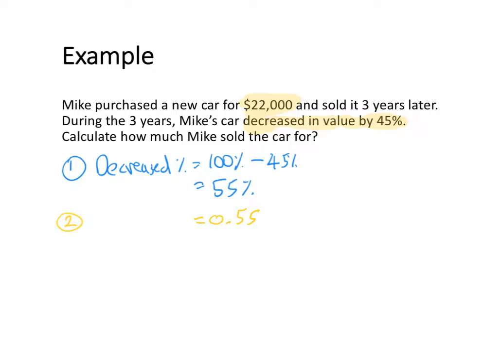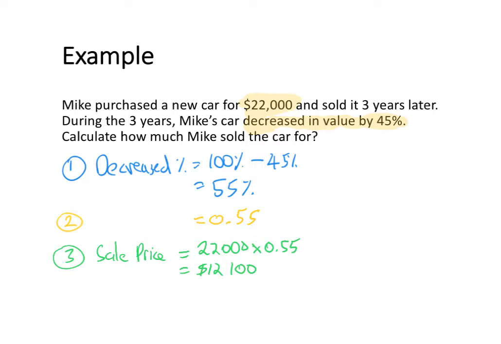And the third step, now that we have our decimal amount, is to calculate the price of the car. So sale price, and we're going to multiply our original amount of 22,000 multiplied by 0.55, and that is going to equal $12,100. So Mike would have sold the car for $12,100 if it had decreased 45% in value from the original 22,000.